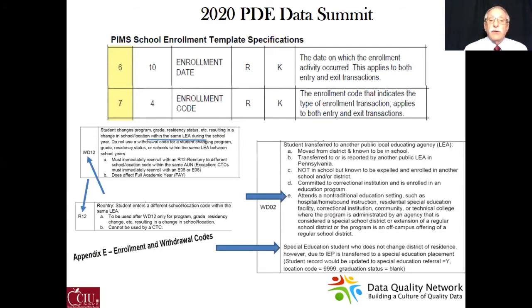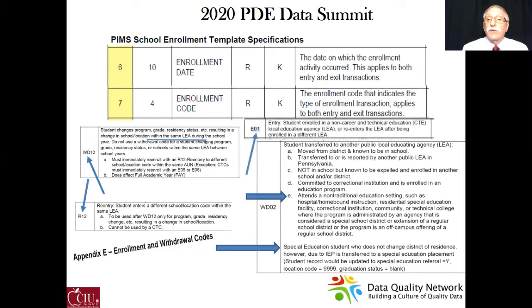And if you happen to have a student that's going to a facility where he's being served by someone that reports to PIMS, like an IU, we would use WD02. And then whenever the student returns, we're going to use an E01 reentry code.